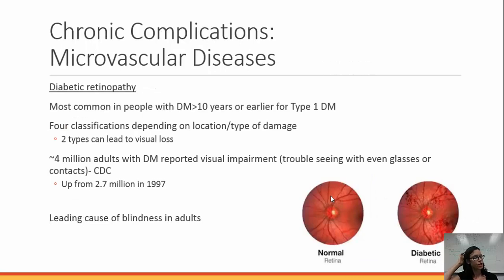Okay, so let's touch first on our microvascular diseases. First we have the retinopathy. So this is in our ocular lens, just like we talked about. And this is most common with people who have had diabetes for over 10 years. That time frame is actually pretty common in our chronic complications. We're going to start seeing chronic complications after about 10 years of having diabetes.